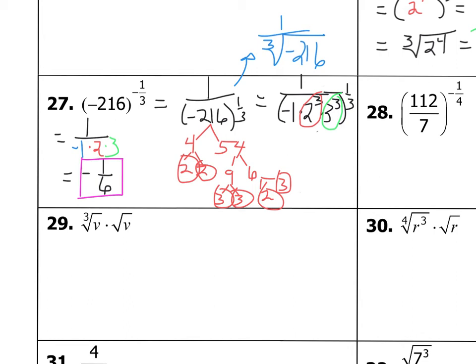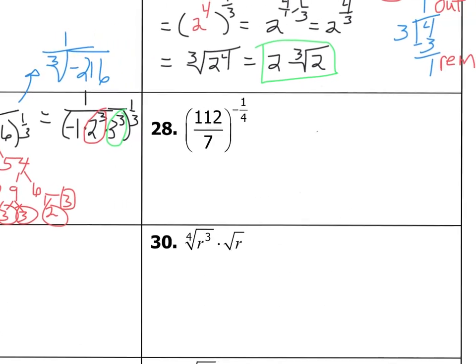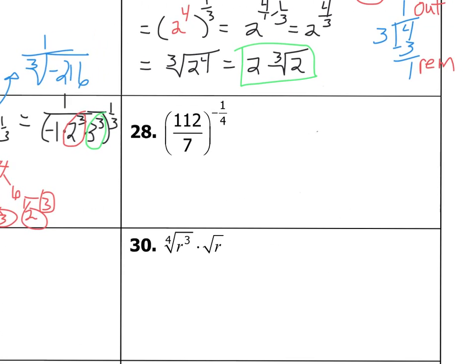So then I would like you to try, let's have you do number 28 on your own. So pause the video, do number 28. And one thing I'll remind you of, if you raise 112 to the negative 1/4 power, you also have to raise 7 to the negative 1/4 power. And then to take care of that negative exponent, take the reciprocal of the base. So the reciprocal of the base is 7 over 112. When you actually take that reciprocal, this power becomes positive. All right, so pause that video.